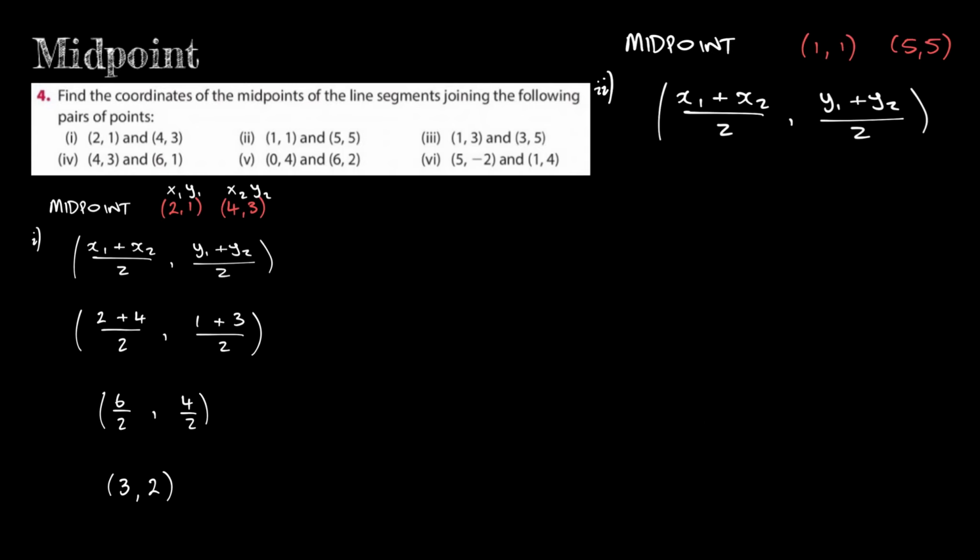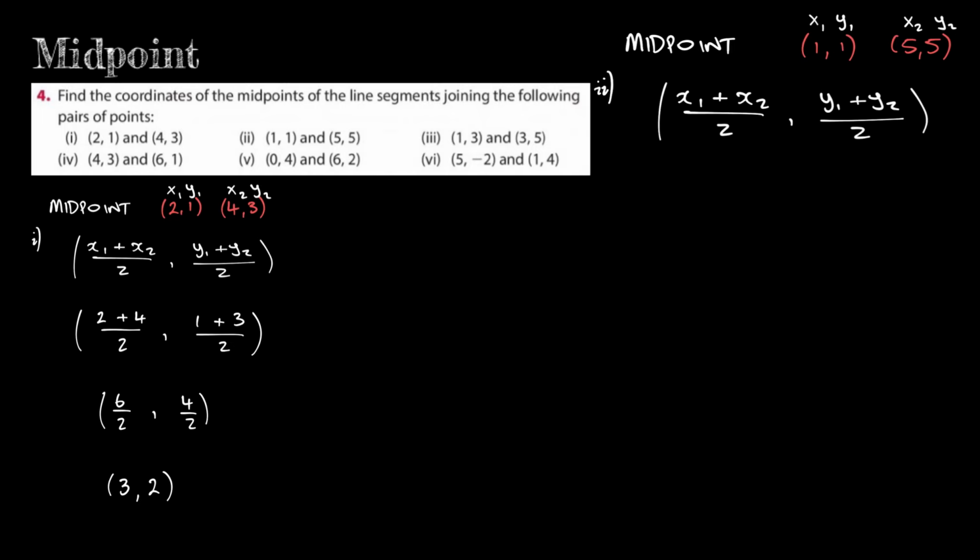So I'm going to do question 2 there now. So 1, 1 and 5, 5. So again, we have to label this. We've got an x coordinate, we've got a y coordinate. These are both in the first coordinate, so I call them x1, y1. We've got an x coordinate, we've got a y coordinate, and these are both in the second, so I'm going to call them x2, y2. Now all I'm going to do is fill in the information that I have.